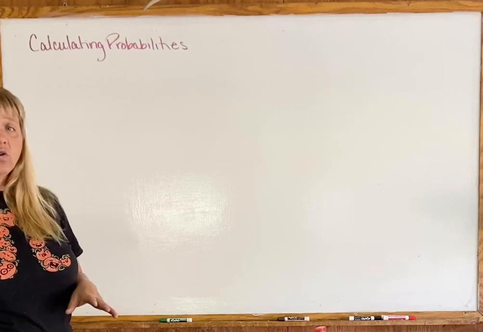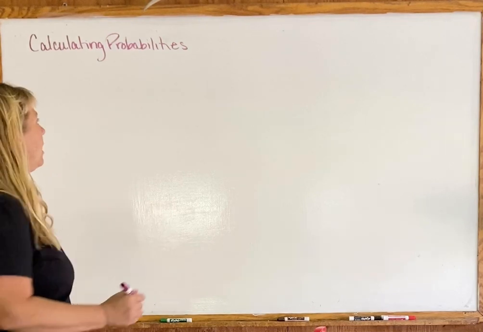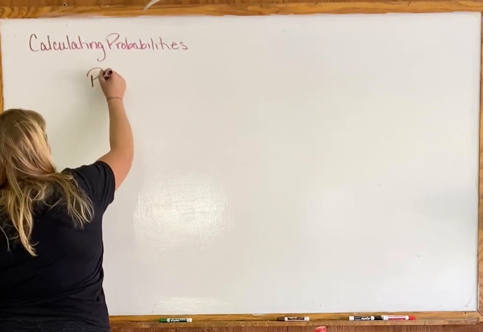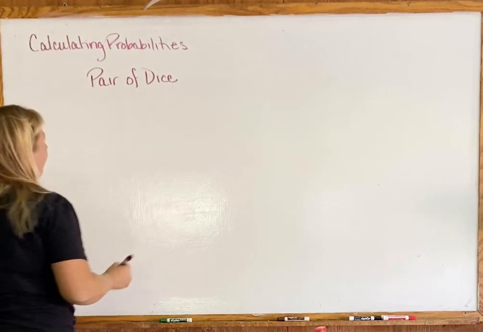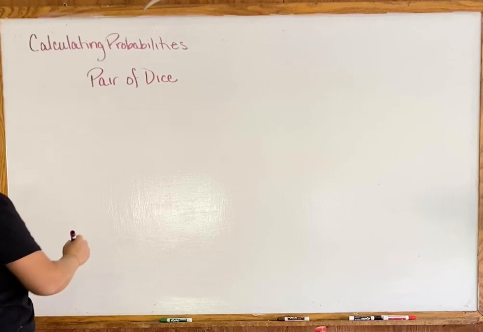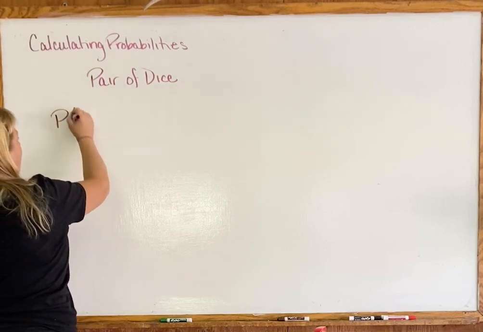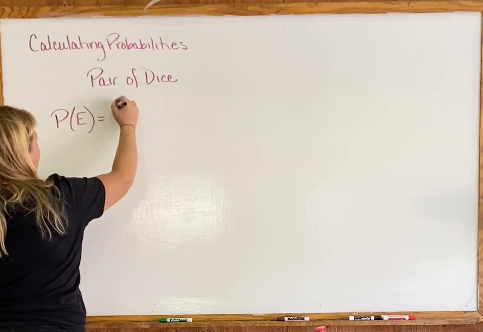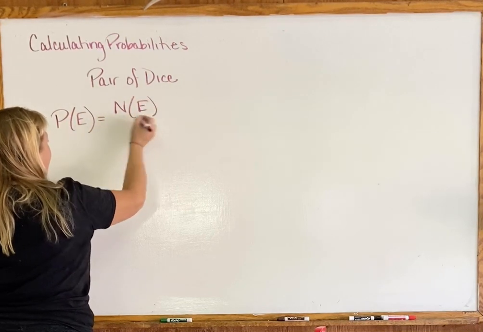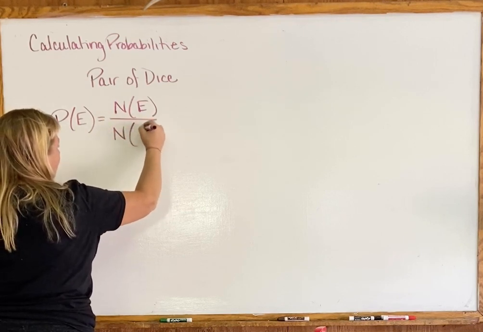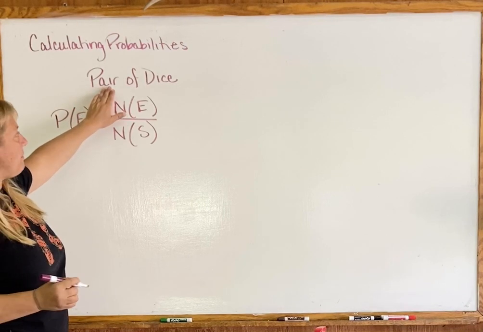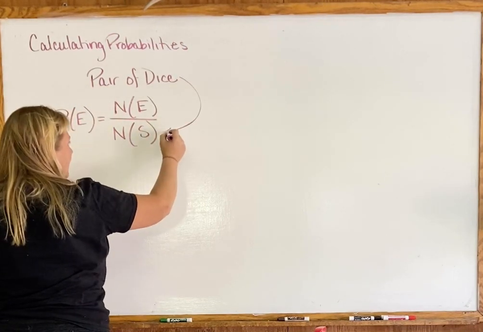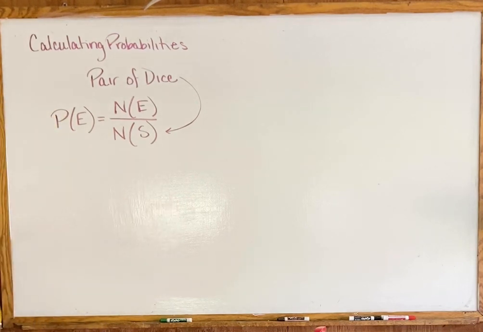So let's start with the dice. This time, we are going to look at a pair of dice. And we want to remember that the probability of an event is the number of outcomes in the event out of the number of outcomes in the sample space. Remember, it's a basic division problem. So once we know that we're talking about a pair of dice, that's where we need to figure out how many different outcomes there are in the sample space.